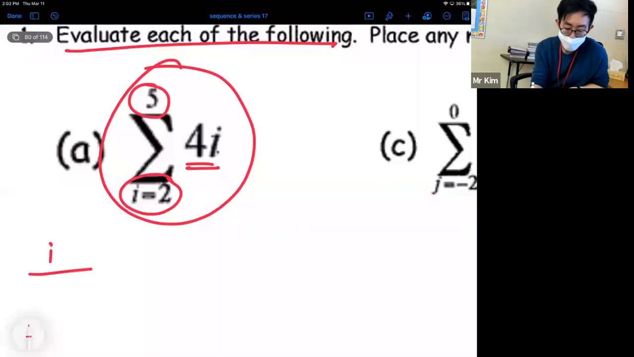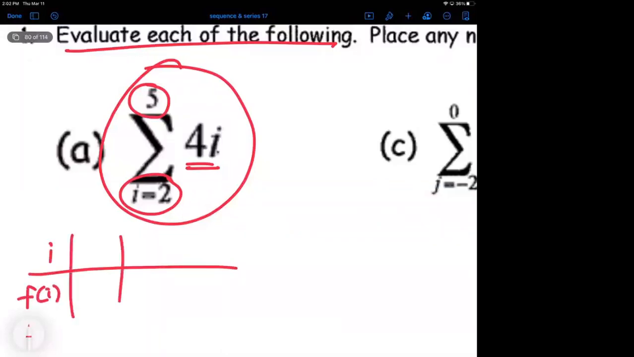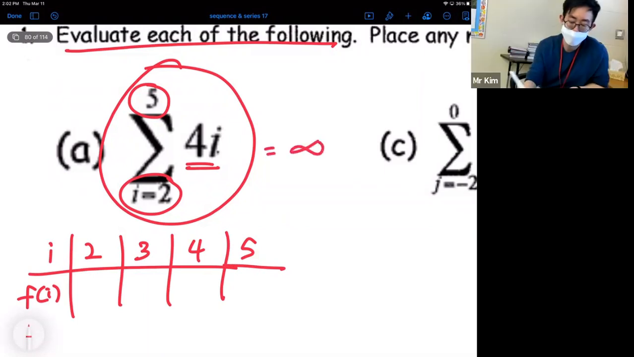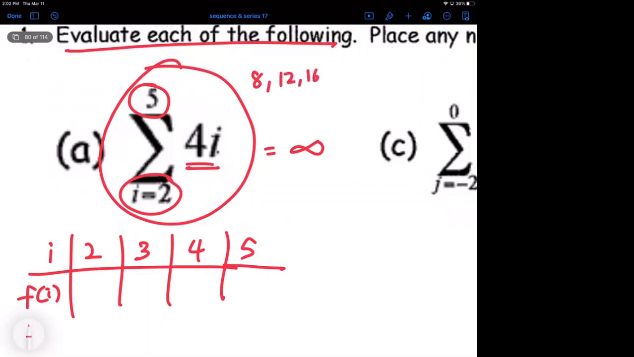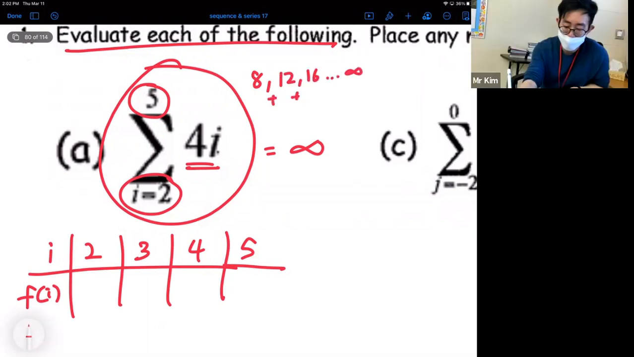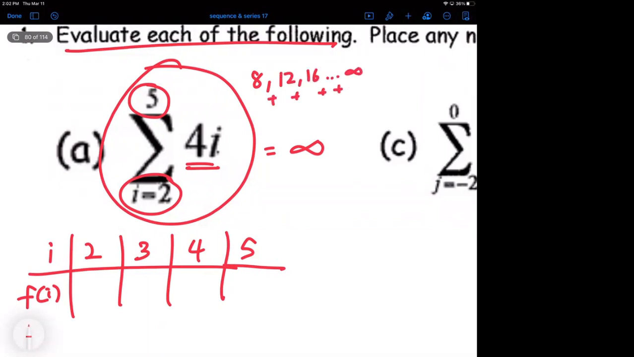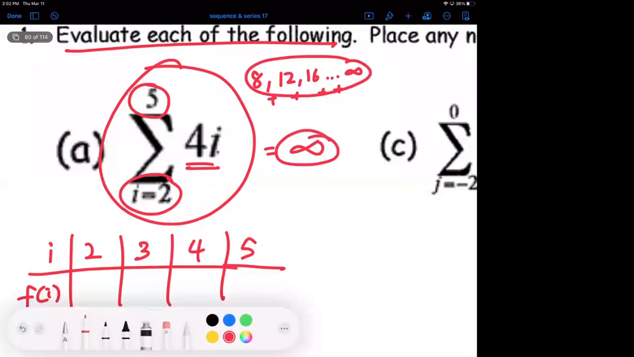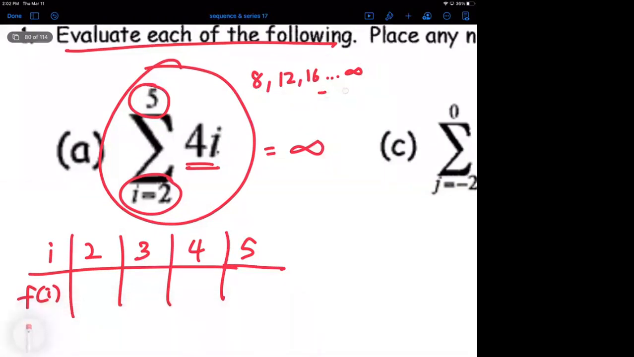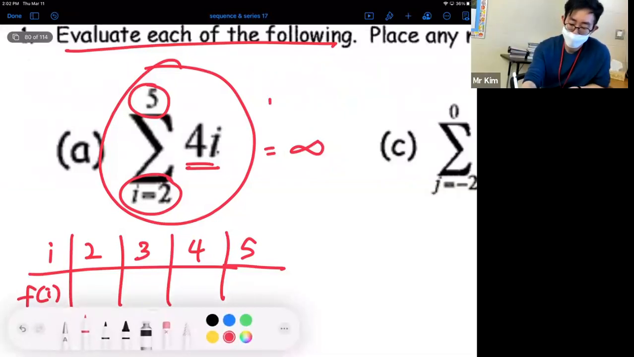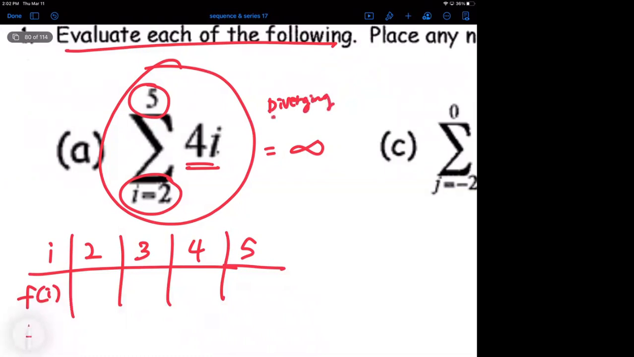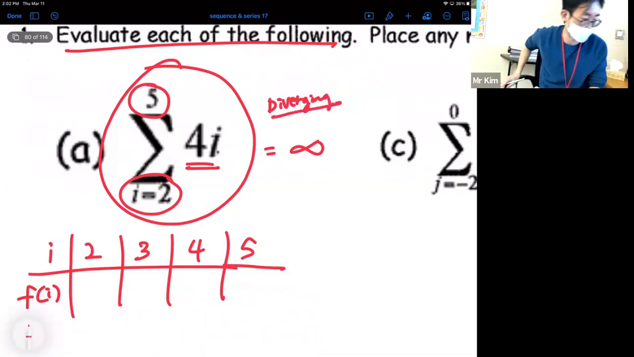Mr. Kim, if you had something just like that, but it goes to infinity, what would happen? That's going to be infinity. Because if you think about it, that means it's 8, 12, 16, and all the way to infinity. And imagine if you're going to add all of these up. I heard that it was something weird, like diverging and converging. This is something called diverging. Diverging means it's going to infinity. That's what it means.